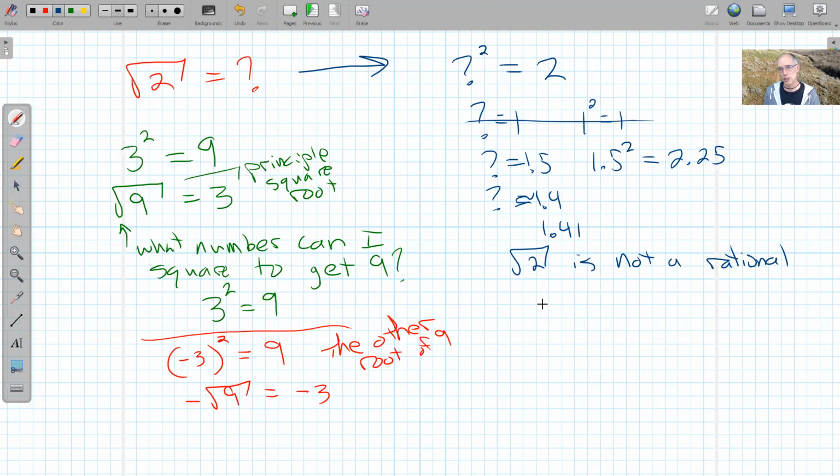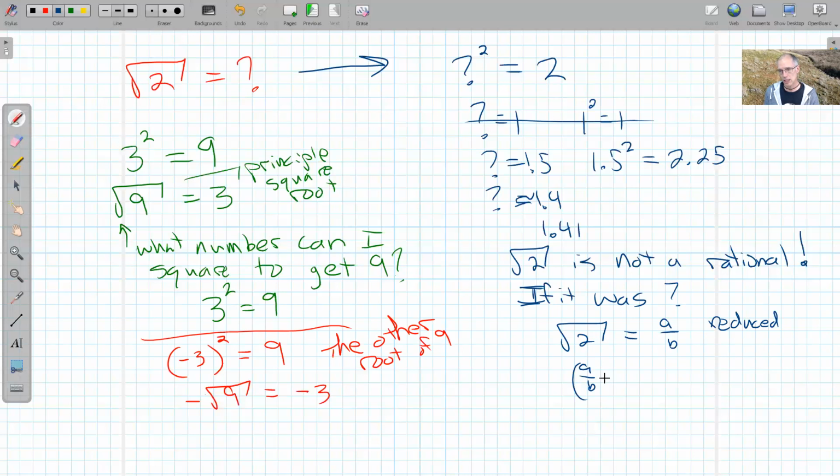So let's suppose it was rational. I claim it's not! If it was, that means the square root of 2 would be equal to a fraction like a over b. Now, usually when we make a fraction, it's reduced. So let's just assume a over b is reduced. Now, if a over b is the square root of 2, that means if I take that fraction, a over b, and I square it, what should the answer be?